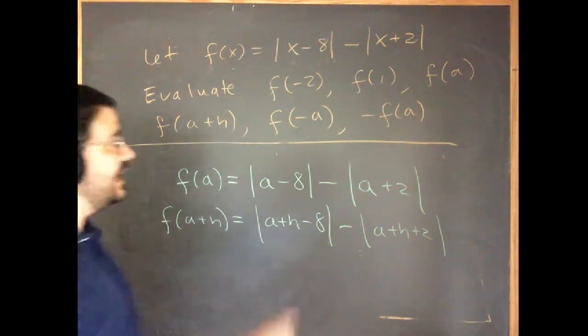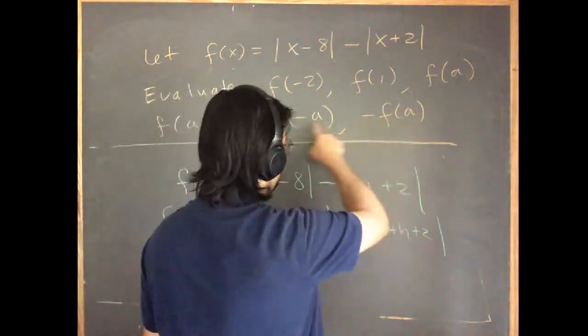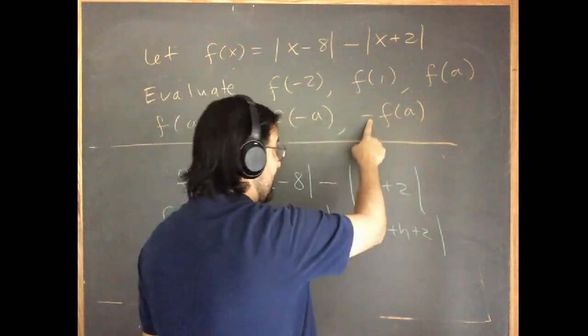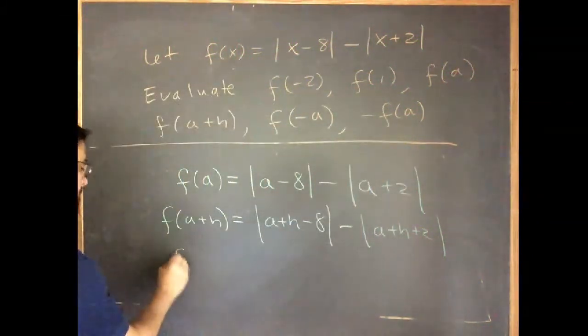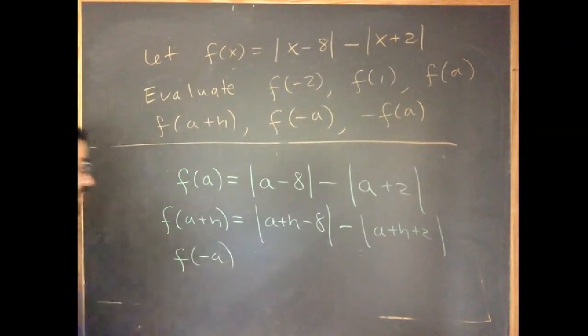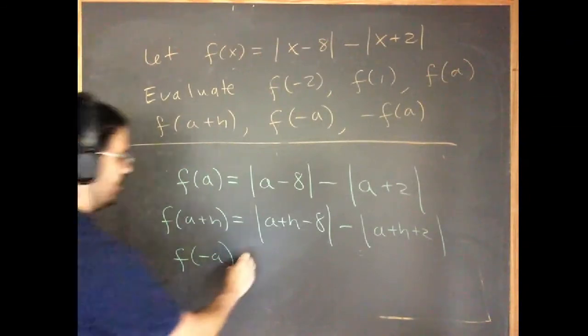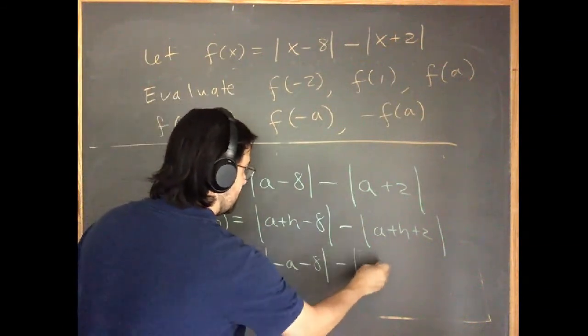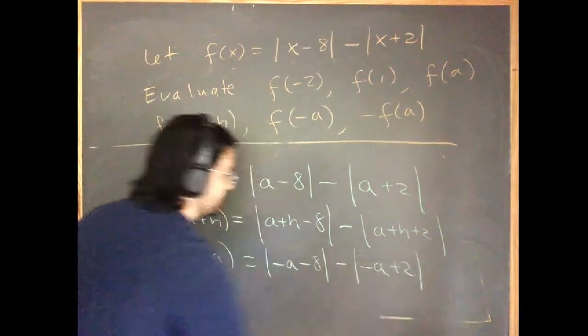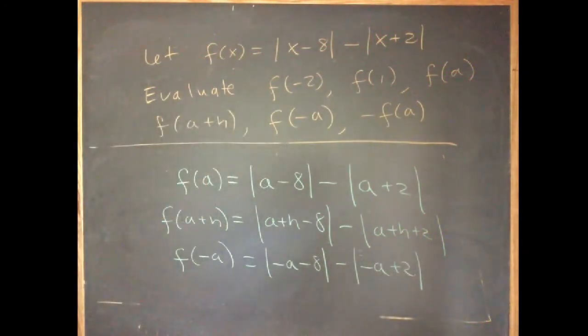Now let's talk about f of negative a and negative f of a. These are two different things, right? The first one means plug in negative a for every x. So here, I'll get the absolute value of negative a minus 8 minus the absolute value of negative a plus 2. Okay, that's replacing every x with negative a.